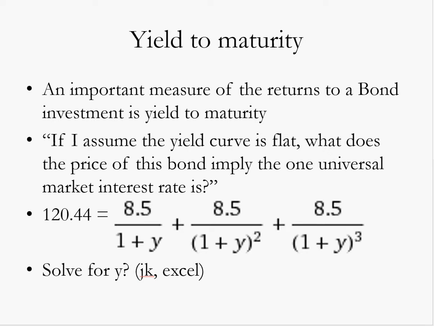So the next concept we need to talk about is yield to maturity. In a bond, we use the market interest rates to discount the cash flows to today and then add up the present value of all those cash flows to find the price. But in reality, that's backwards from what actually happens, right? We actually know prices, but we don't know the interest rate that gave us those prices.